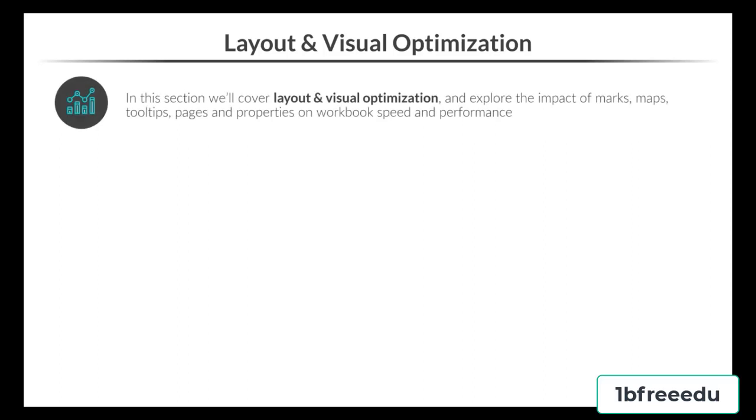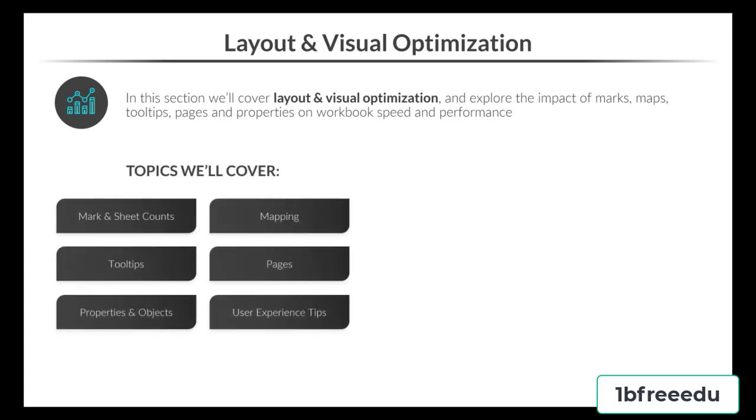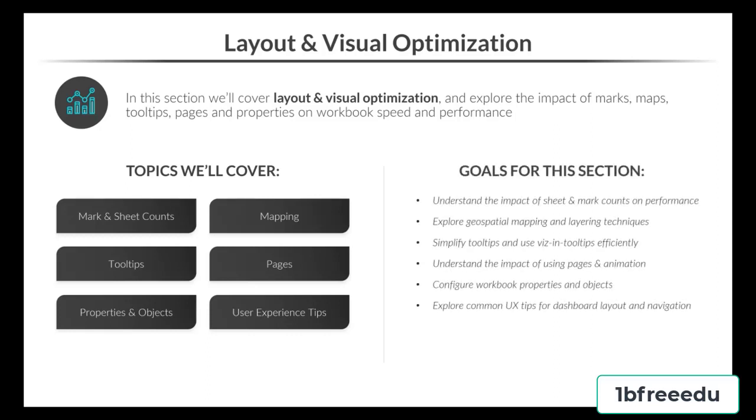In this section, we'll cover layout and visual optimization and explore the impacts of marks, maps, tooltips, pages, and properties on our workbook in terms of speed and performance. Goals for this section include understanding the impact of sheet and mark counts on performance, exploring geospatial mapping and layering techniques, simplifying tooltips and using Viz in tooltips efficiently, understanding the impact of using pages and animations, configuring workbook properties and objects, and exploring common UX tips for dashboard layout and navigation.